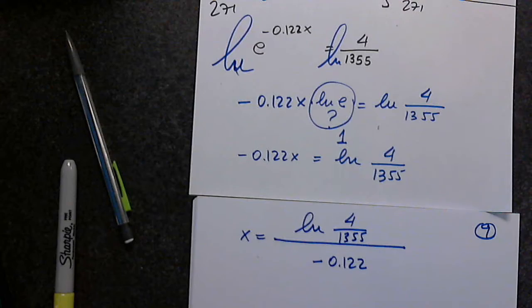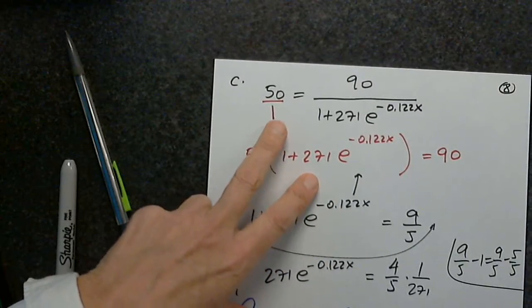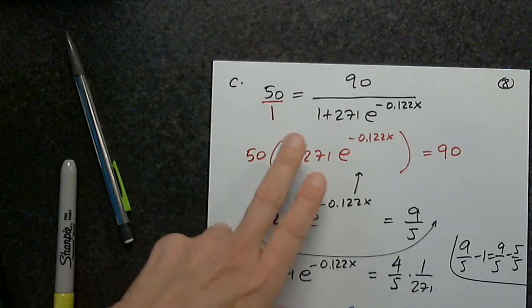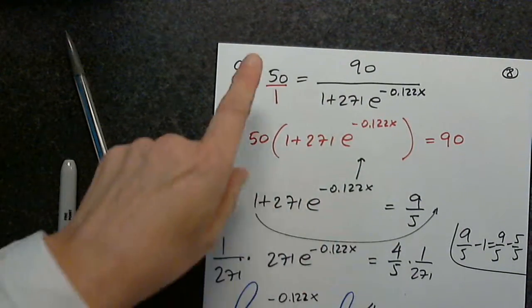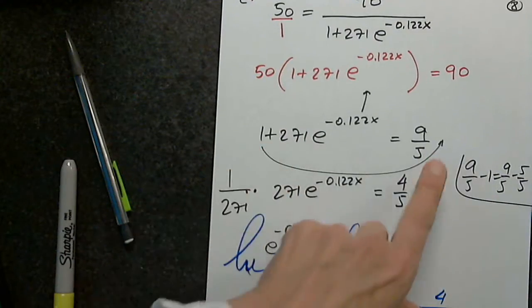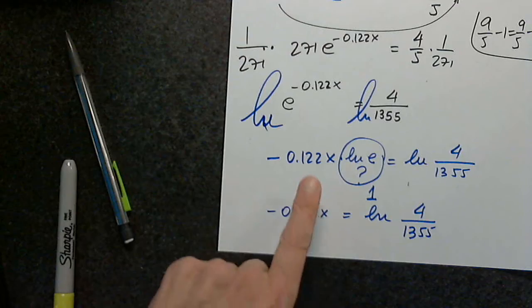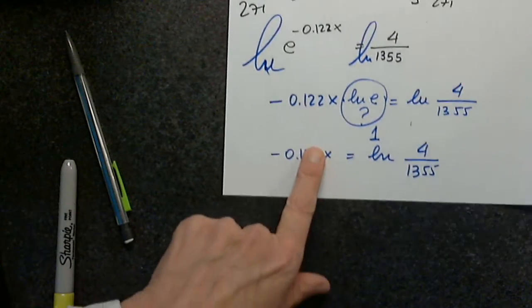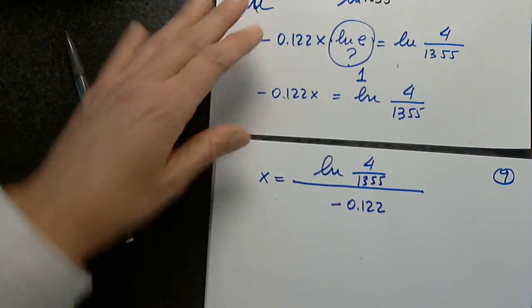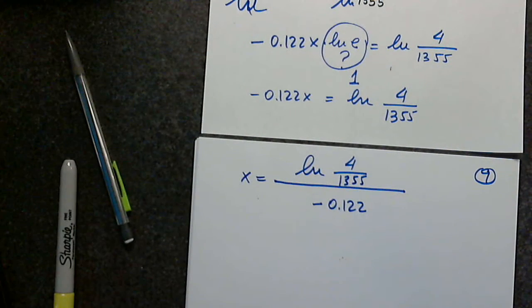This wasn't trivial. This is not a trivial equation. So let's look for a moment. This was initially a rational expression. We cross multiplied, then we got rid of this number, then we moved 1 to the other side, then we divided both sides by 271, we completely cleaned it up, we applied natural log, and now it's finally linear. And I have to plug this in the graphing calculator. Let's do that.